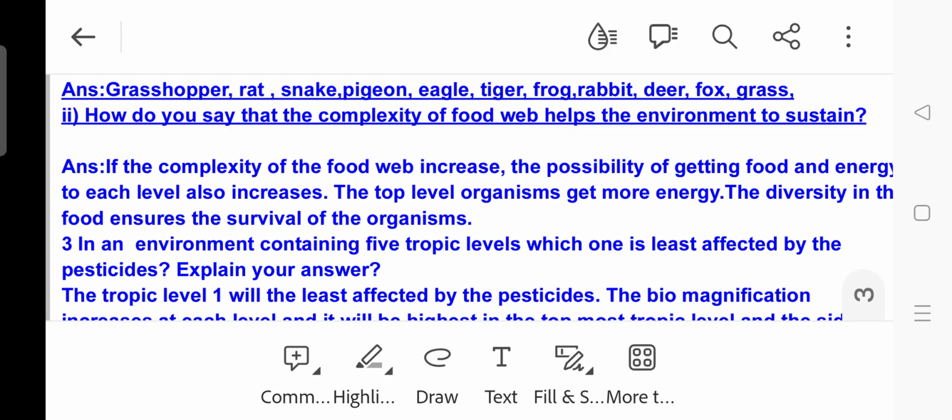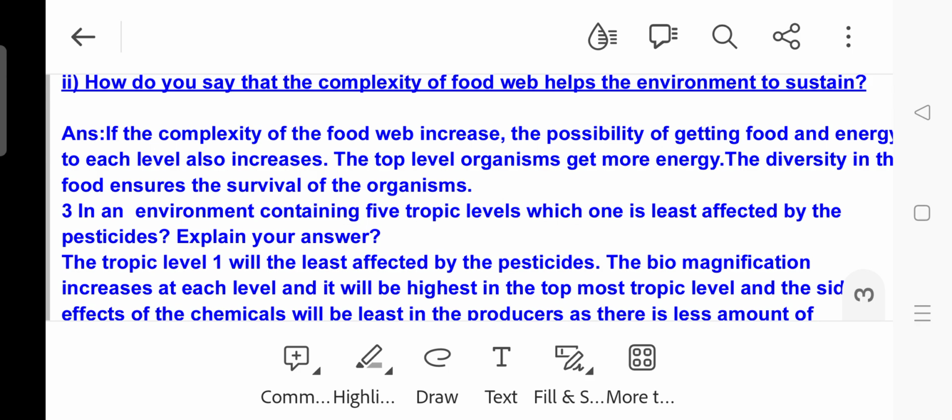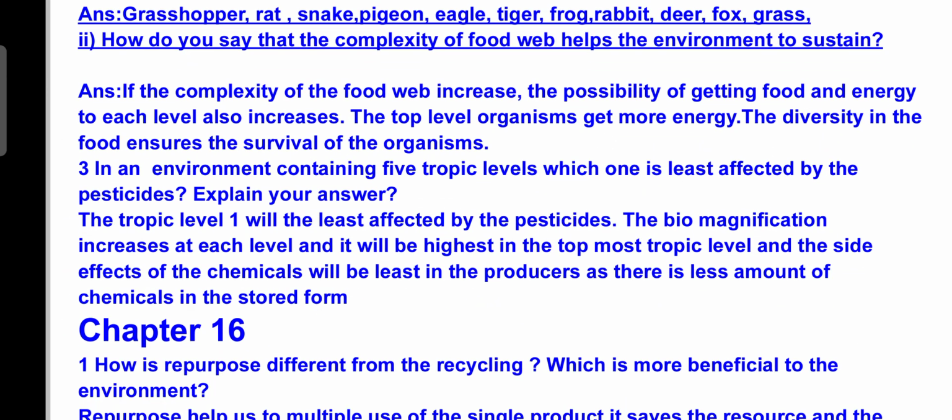Now the other question related to the food web can be asked like this. How do you say that the complexity of the food web helps the environment to sustain? Now let us see. If the complexity of the food web increases, the possibility of getting food and energy to each level also increases. As we have seen, the 10% law says that 10% energy is transferred. So when the availability of the food increases, the energy transferred to the top level also increases. So the top level organisms get more energy.